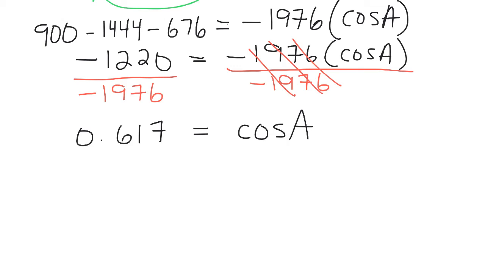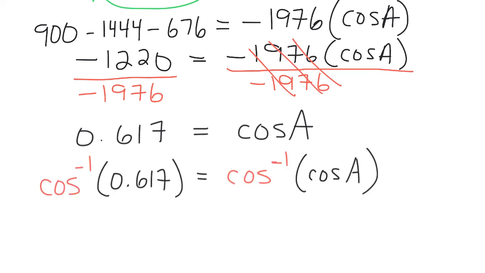The opposite operation would have to be the inverse cosine. So we need to take the inverse of cosine on both sides of the equation. If you take the inverse cosine on both sides, it's going to look something like this. On the right-hand side, the inverse cosine and the cosine will cancel each other out, and you will simply be left with angle A.